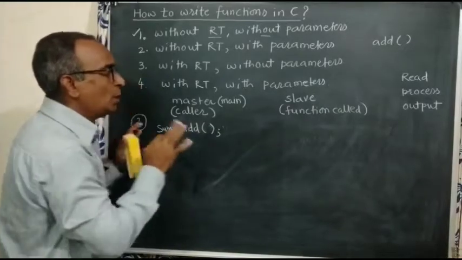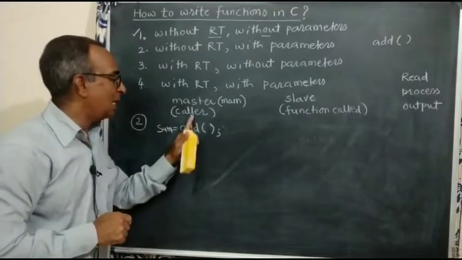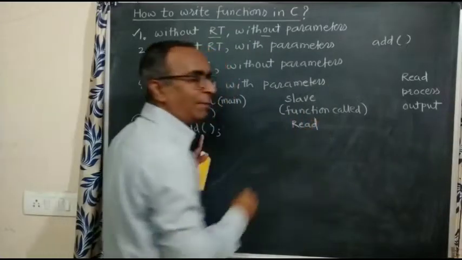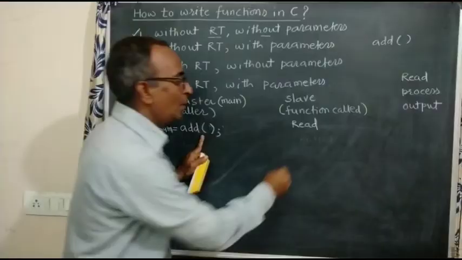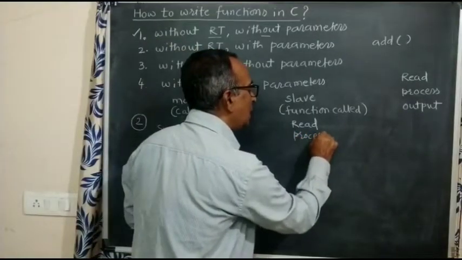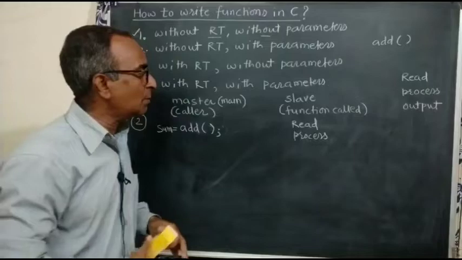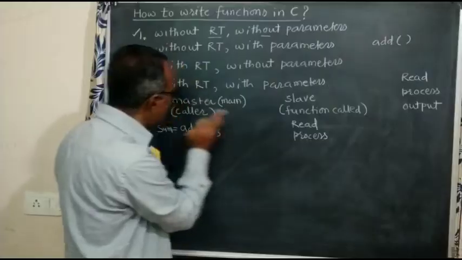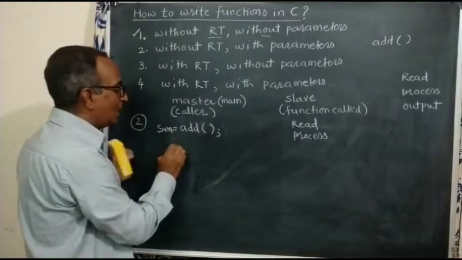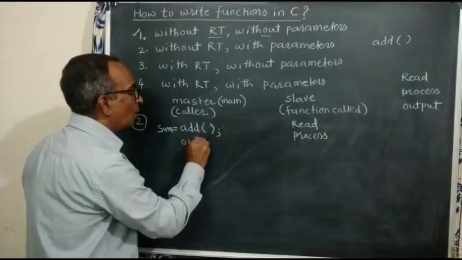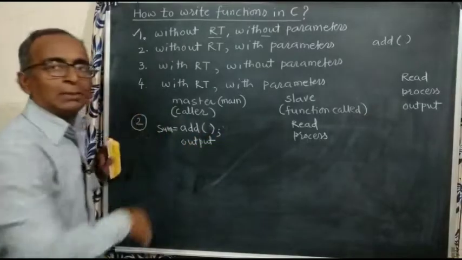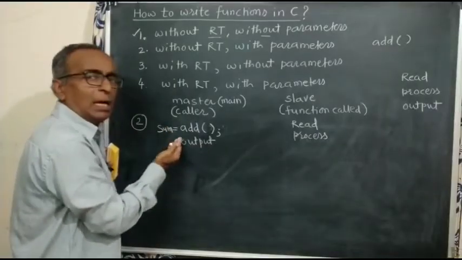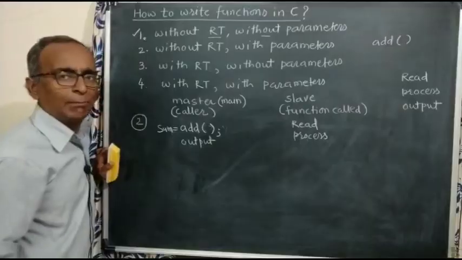Now, who is doing what? Who is doing the reading then? As master is not sending anything, reading is the business of slave, reading of two numbers. Processing is the business of slave, that is, addition of two numbers will be done by slave. After doing this, slave will return some value, and the output is the business of this master. Output means nothing but this value. If you want to use it somewhere, you can either print it or use it somewhere.